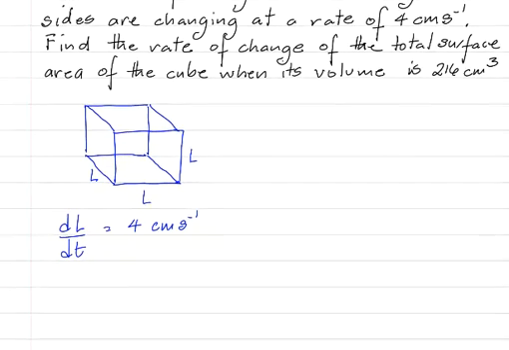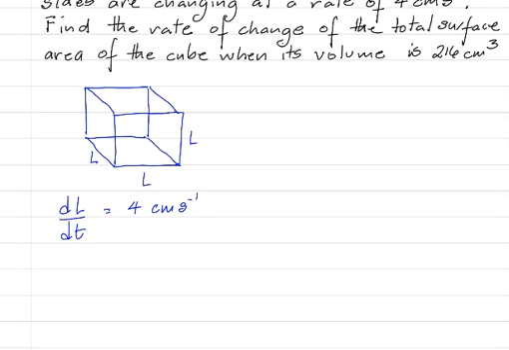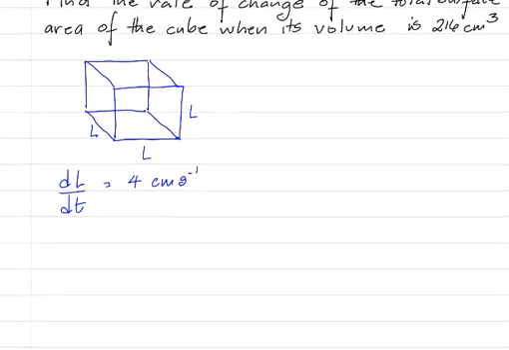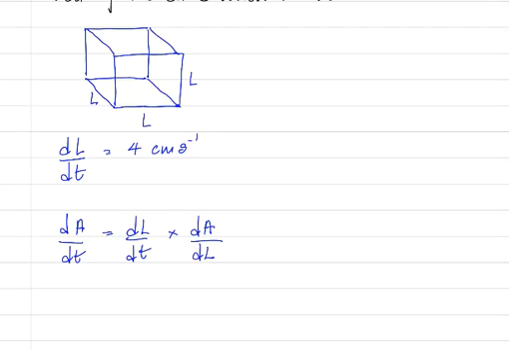Alright, so what we have is dl by dt, and what we're being asked to find is the rate of change of the total surface area. So in a sense, we're being asked to find dA by dt. Now dA by dt would be equal to dl by dt, that's what we have, multiplied by dA by dl. Like I said, the dl's will cancel and you'll be left with dA by dt. So we start with dl by dt. Now what we need to find is dA by dl.